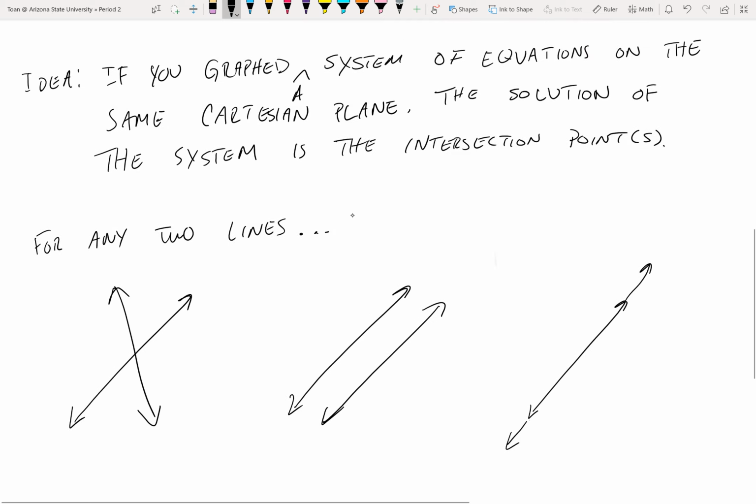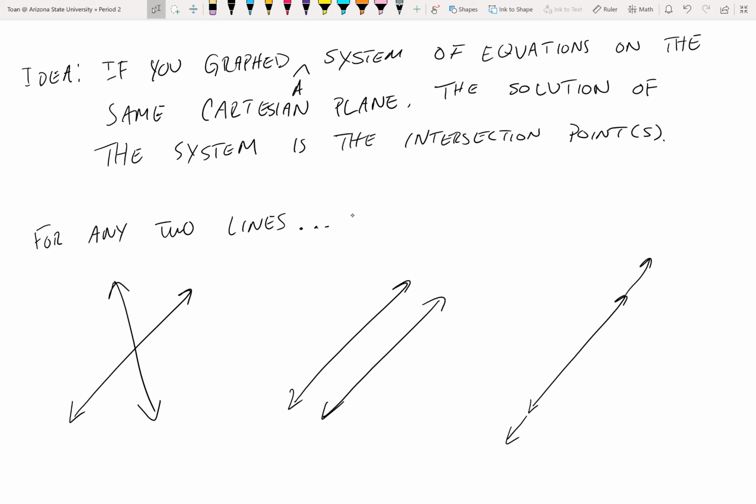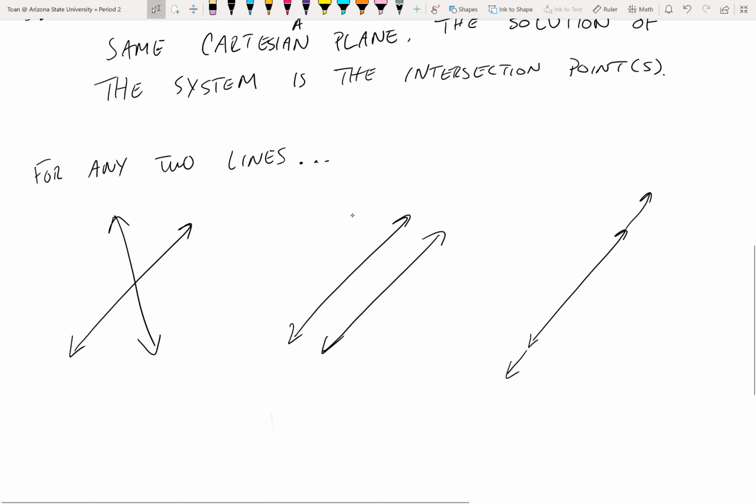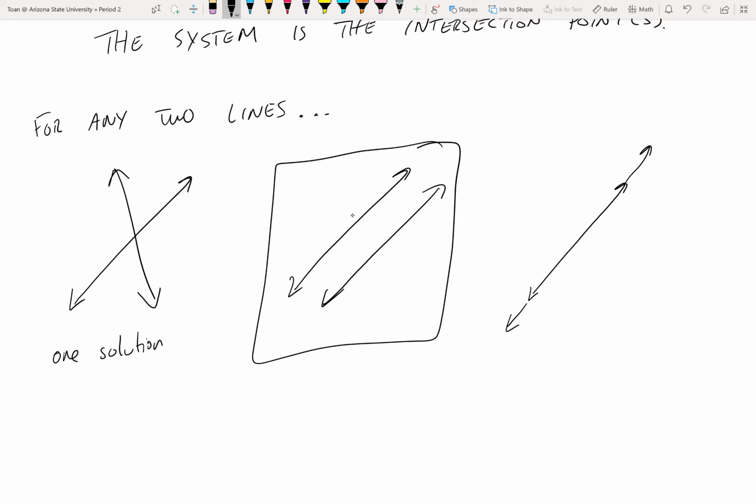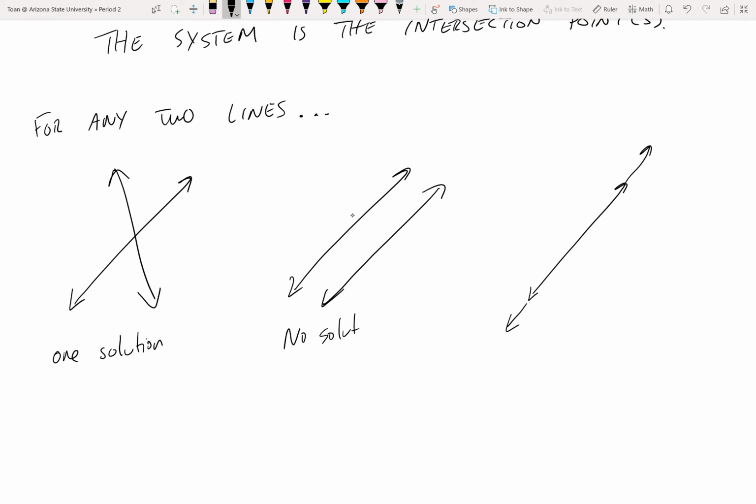Well, if we follow this idea, hey, solutions to systems are the intersection points. If lines intersect, how many times do they intersect? Once. So systems that look like the first picture, we would say have one solution. Systems that look like the middle picture, if solutions are intersection points and if your lines so happen to be parallel, how many times do they intersect? None. These would be the no solution situations.